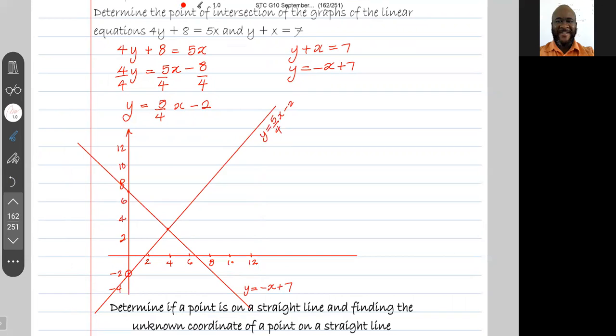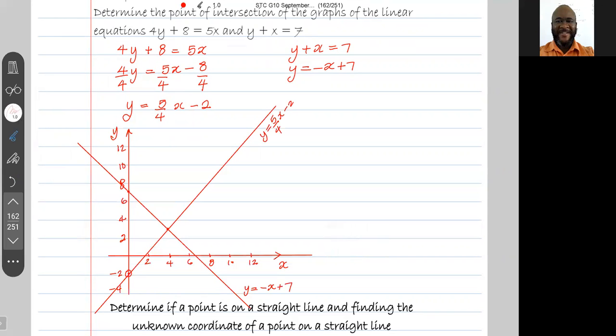According to my diagrams, this is the y-axis, this is the x-axis. According to my diagrams, the two graphs intersect at the point 4, 3. That's according to my diagram. Let us see if calculation agrees.